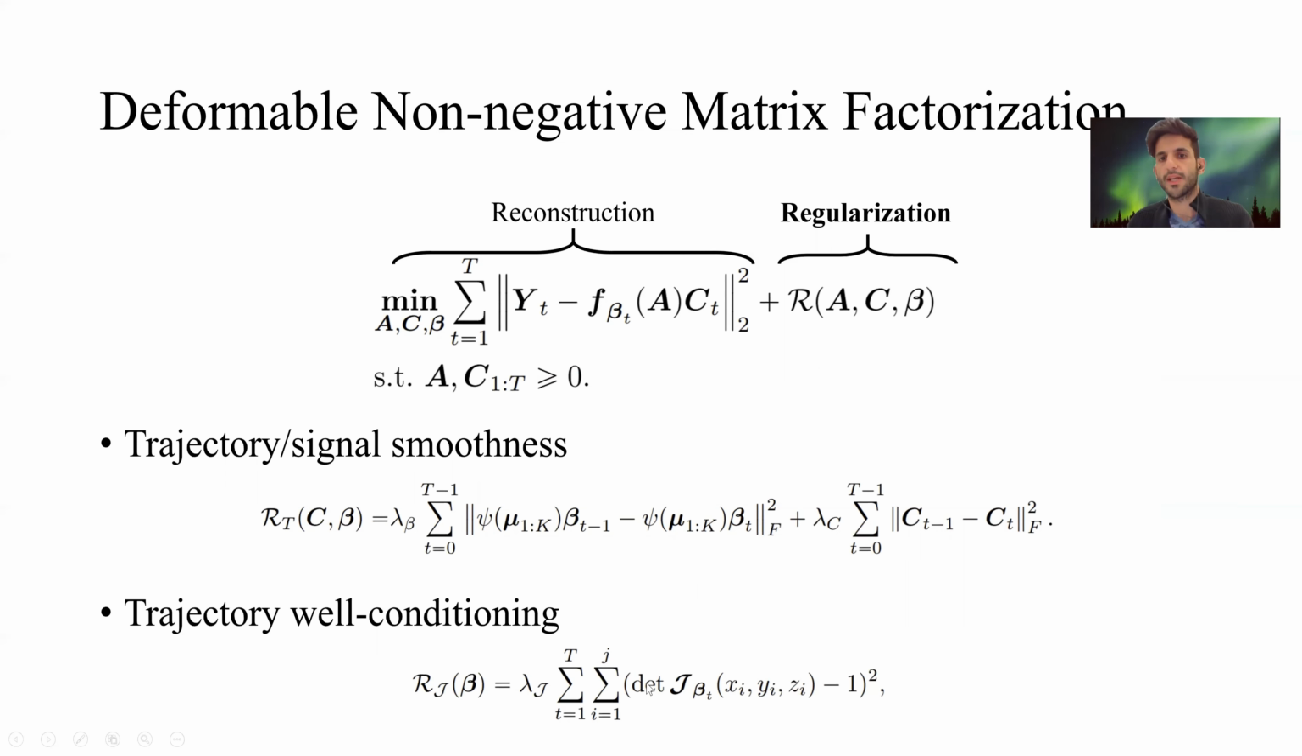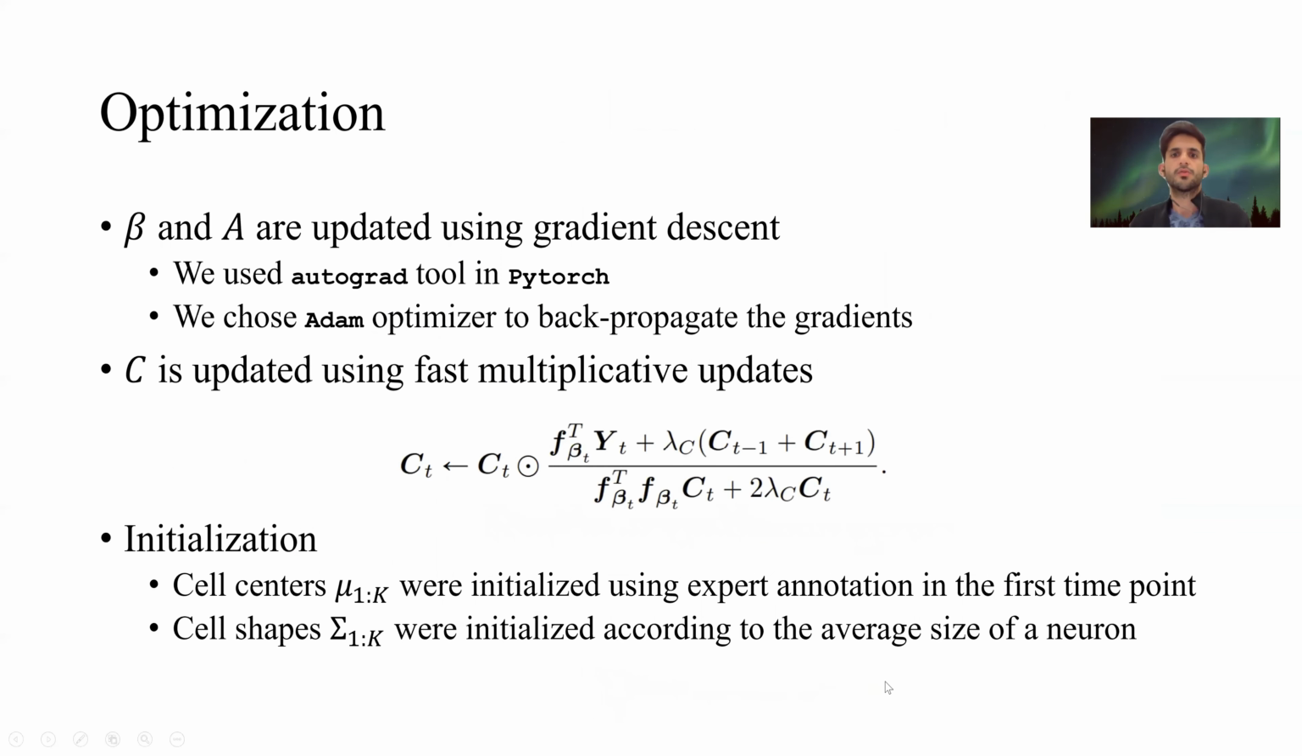And that's why we added determinant minus 1 squared to the cost function. To optimize this cost, beta and A are updated using just gradient descent. We backpropagated the gradient using autograd in PyTorch and the Adam optimizer. But the C, which is a non-negative term of the cost function, is updated using multiplicative updates. The details of the convergence of the multiplicative updates are studied in the original paper by Sung et al.